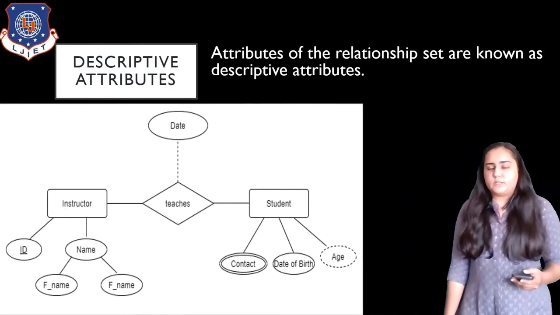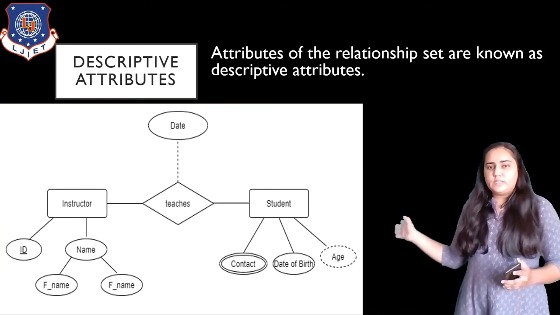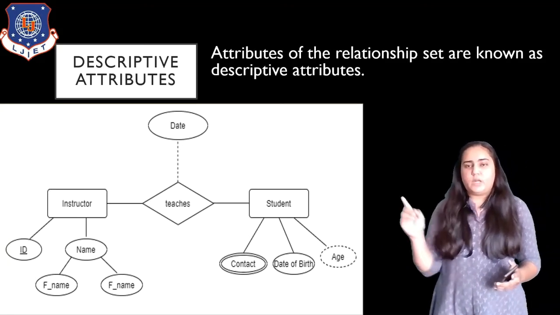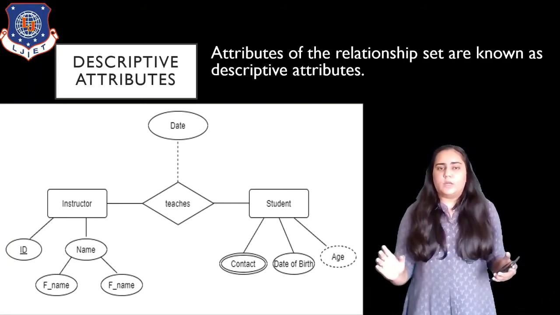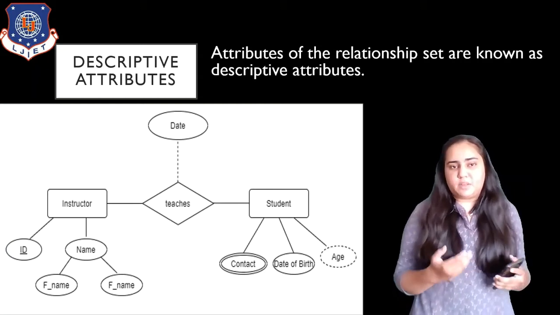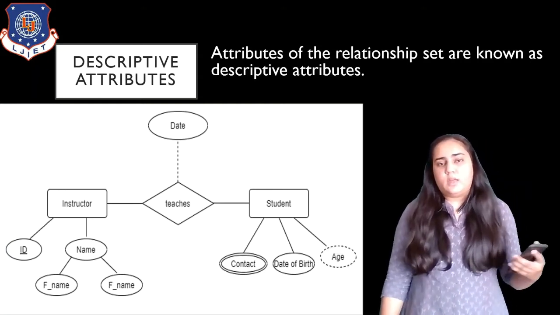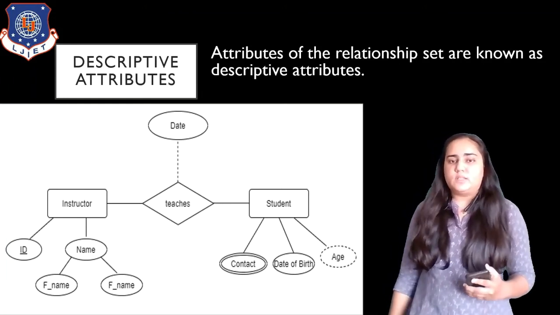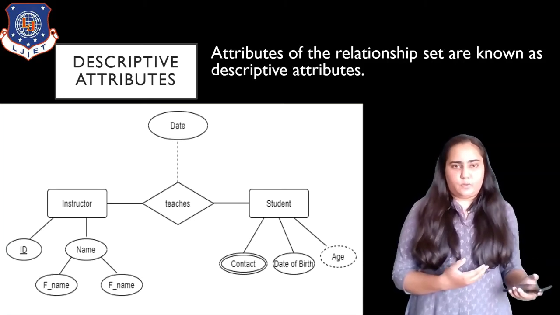So let's first see descriptive attributes. First of all, whatever you can see in this diagram in the form of circles or ellipses, they are all attributes. For example, instructor is having attributes like name and first name and last name, that should be an L, and some ID, and student is having contact, date of birth, and age. Doesn't mean instructor doesn't have those.